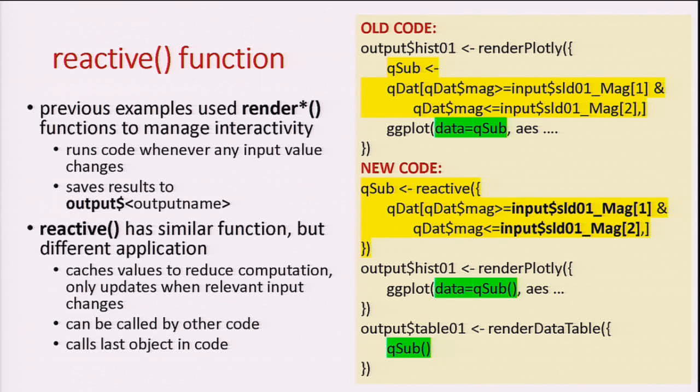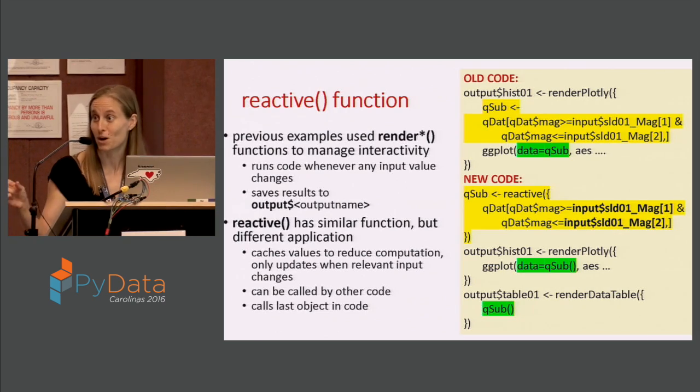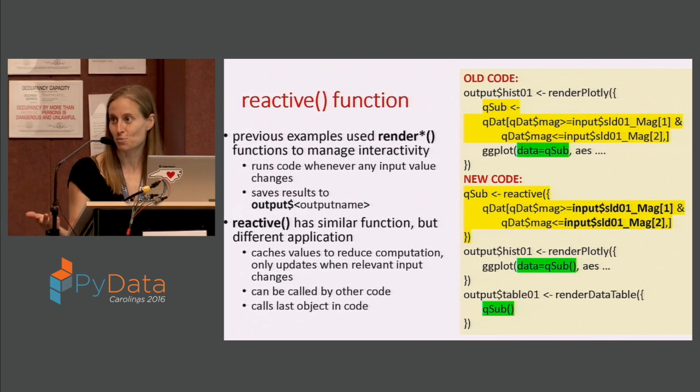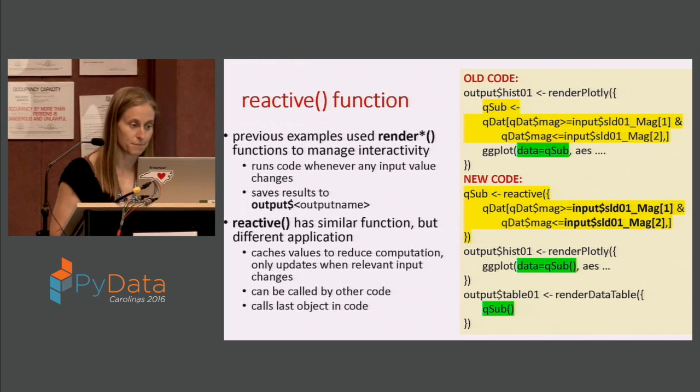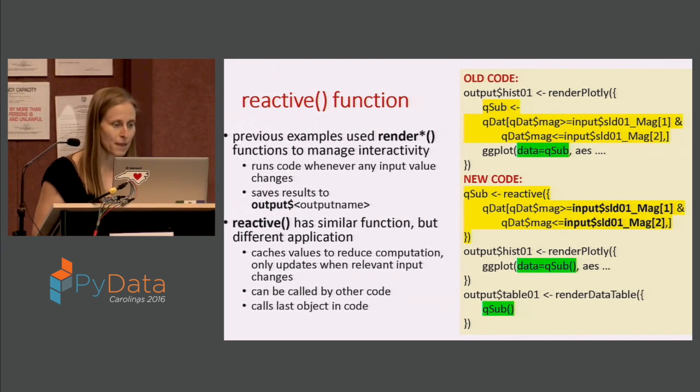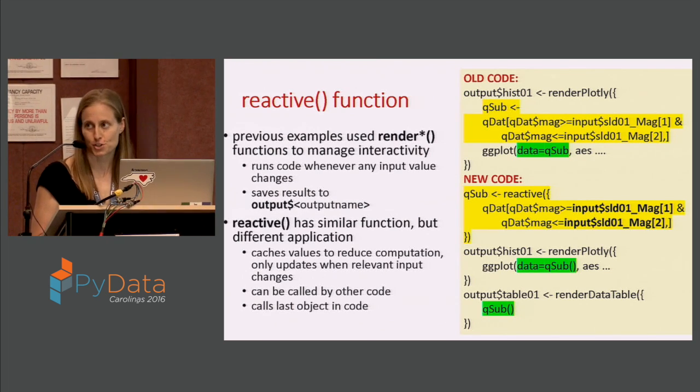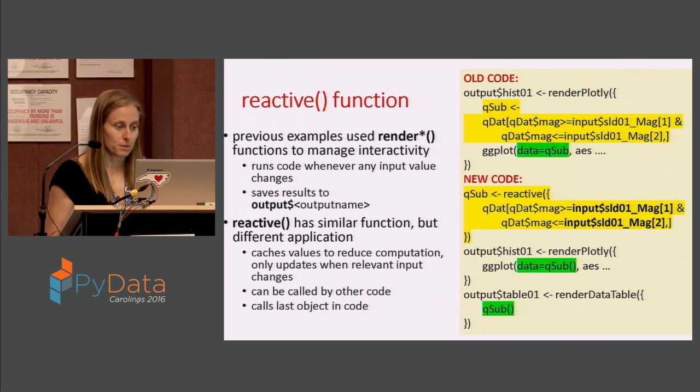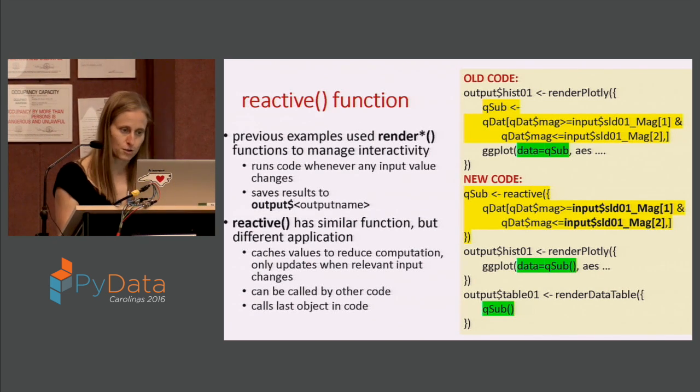And these will run code not whenever any input value changes, but only when that particular slider bar changes, which can be much more efficient, especially as you get a bigger Shiny dashboard. What it's doing is caching the values to reduce computation, and they can still be called by all the other code in your Shiny.